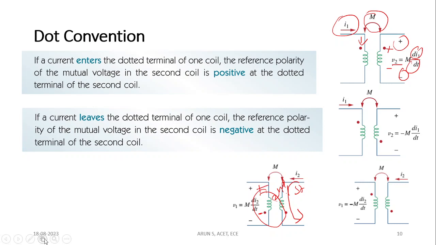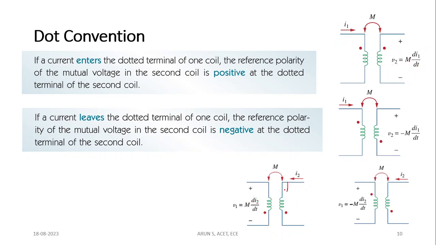I can say the same thing another way: if the current is entering the undotted terminal, the induced voltage in the second coil has positive at the undotted terminal and negative at the dotted terminal. This is a simple way to understand this. I hope you can understand this. The current entering the undotted terminal will generate a voltage in the second coil with positive polarity at the undotted terminal and negative at the dotted terminal. So this is what your dot convention says.